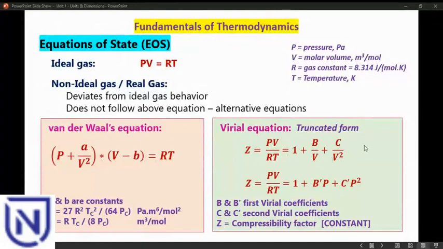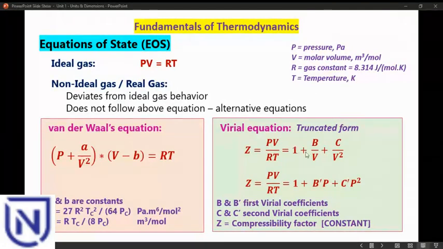Plus D by V cube plus E by V power 4. I can go on like that. After the second order term, from the third order onwards, I will cut it. The next portion I'll neglect. So after V power 3, whatever is there, I'll neglect it. That is called truncation. That is why this equation is called the truncated form of the virial equation.